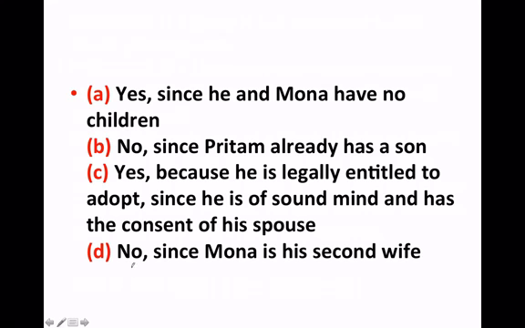Finally, the fourth option says that no, he cannot adopt because Mona is his second wife. See, the second principle does not mention anything about having a second wife or about bigamy, which can be an obstacle in adoption. The second principle just mentions the rules about sound mind and the boy-girl rule for adoption. So option D is not correct. Okay, so our answer is option B.